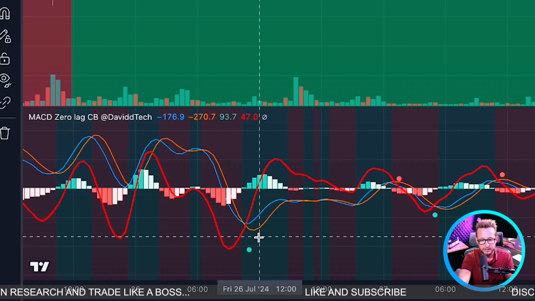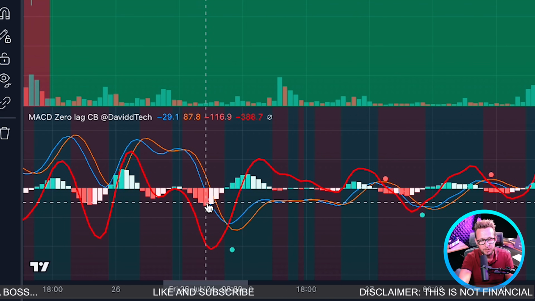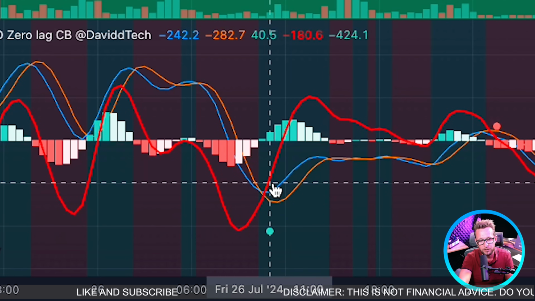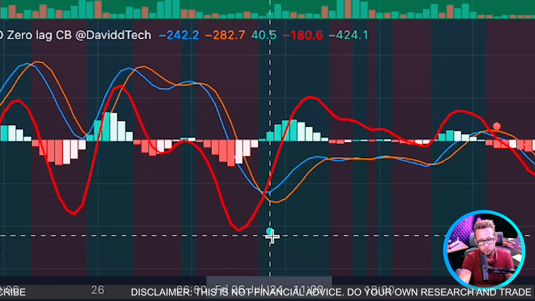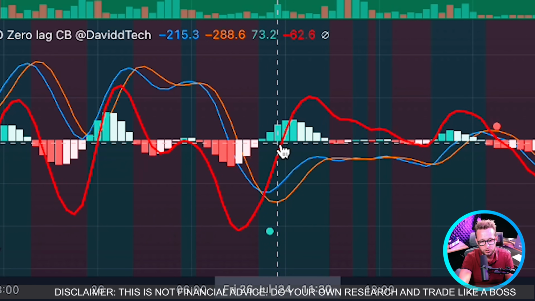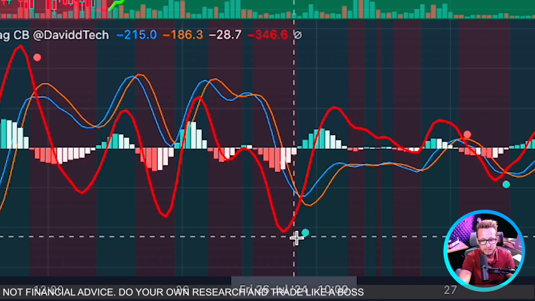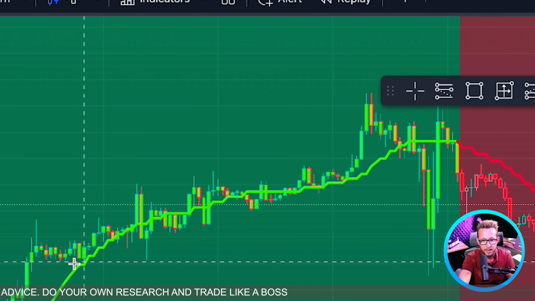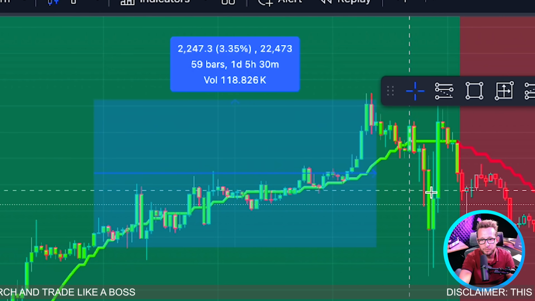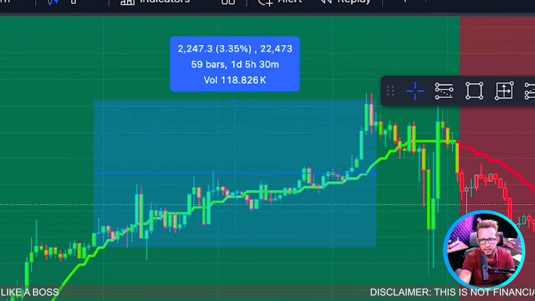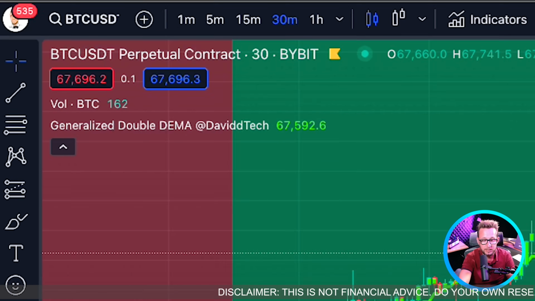Now, the zero lag MACD, which I've been through a couple of times here on the David Tech website, is very much like the MACD, except we have this red line here. When this red line crosses over the zero line, we get a green dot, which means that we can confirm our entries. As you can see, this green dot prints here, and the price actually moves up around 3.5% before it comes back down. Combining that with our generalized DEMA here, we could actually get some really good entries.